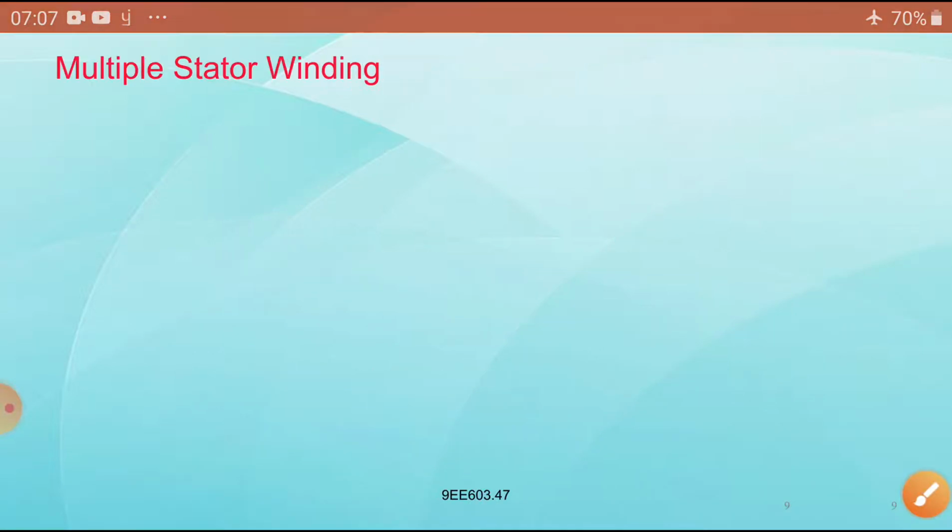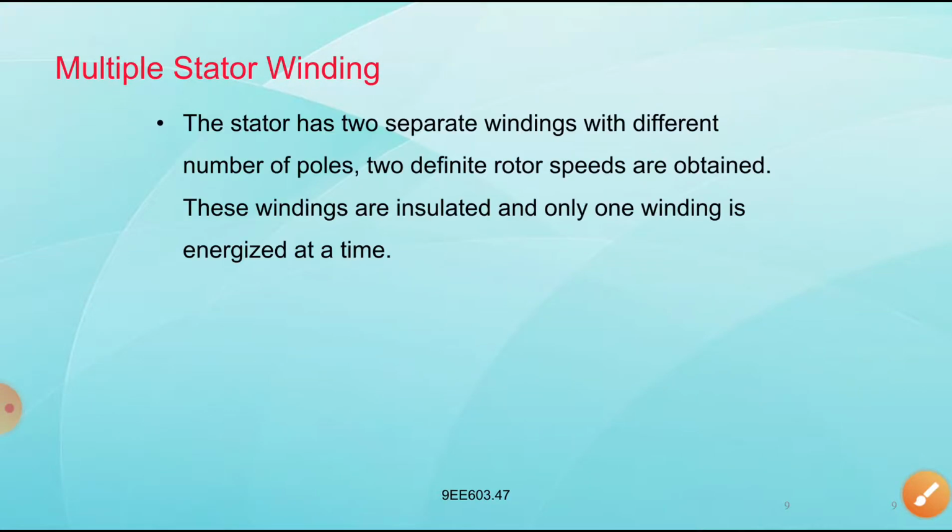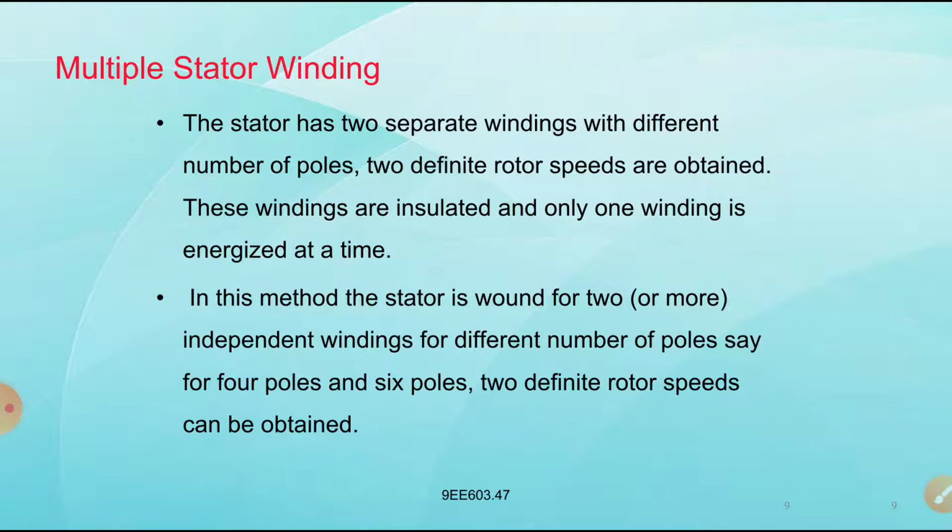Okay, multiple stator winding. The stator has two separate windings with a different number of poles. Two definite rotor speeds are obtained. These windings are insulated and only one winding is energized at a time. In this method, the stator is wound with two or more independent windings for different numbers of poles, for example 4 poles and 6 poles, and two definite rotor speeds can be obtained.